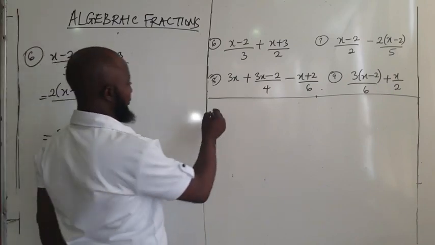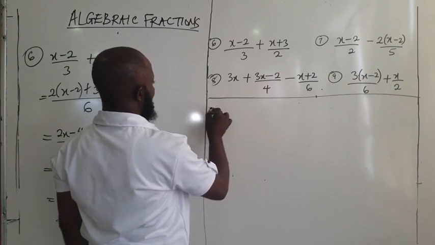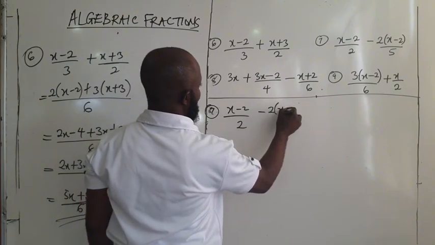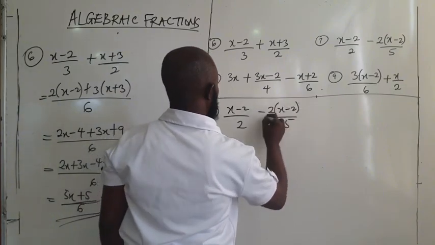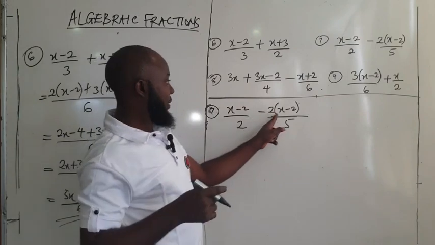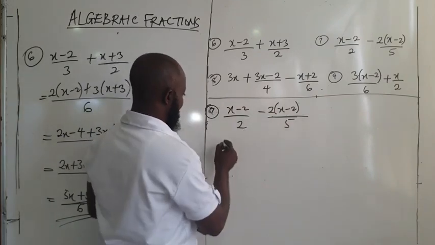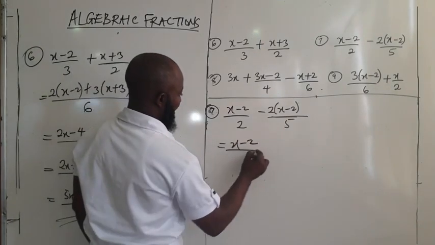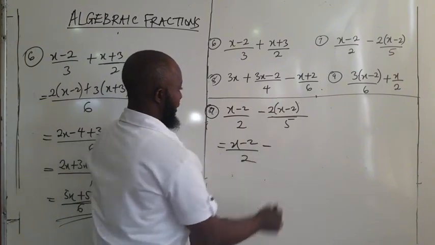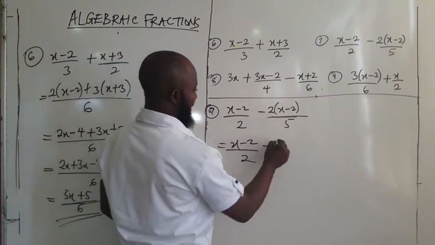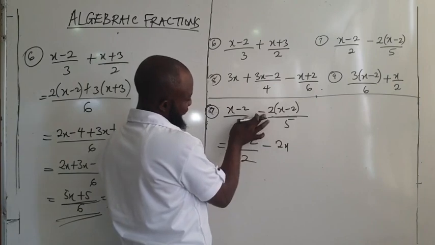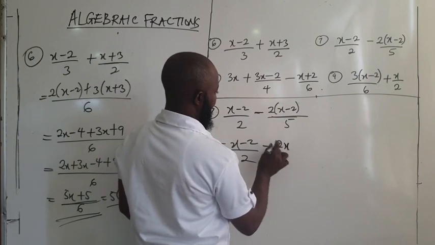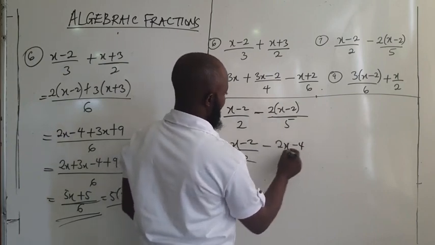So let's go to question number 7. Question number 7, we have x minus 2 divided by 2 minus 2 into bracket x minus 2 divided by what? 5. So here we have 2 things here. So this one is a bracket here. The first thing you need to do is open this bracket. That's going to give us x minus 2 divided by 2. Minus 2 times x, that is 2x. Please, we are not making use of this minus now. We are only using this. So don't make mistake. So 2x minus 4 divided by what? 5.